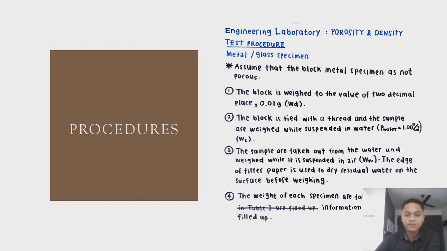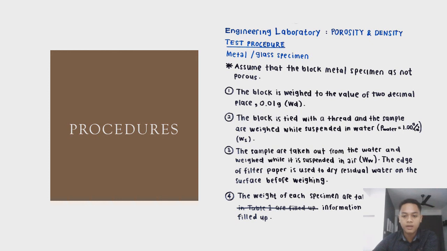The second step is the block is tied with a thread and the sample is weighed while suspended in water, and it gives us the value of water density here, which is ρ water equals 1.00 gram per cubic centimeter. This particular weight will be assigned as WS. And the third step is the sample is taken out from the water and weighed while it is suspended in air, and this weight will be assigned as WW.